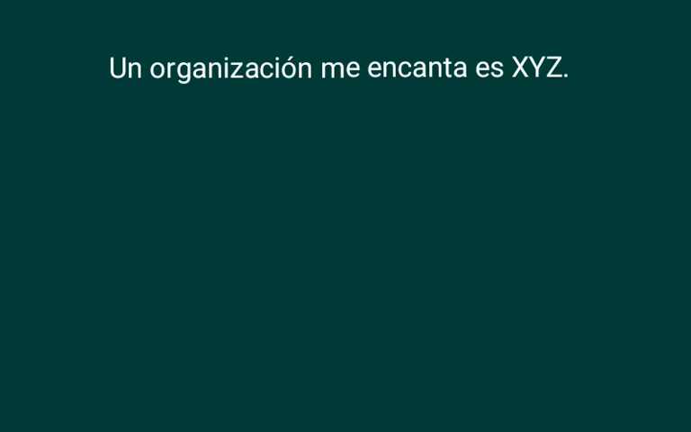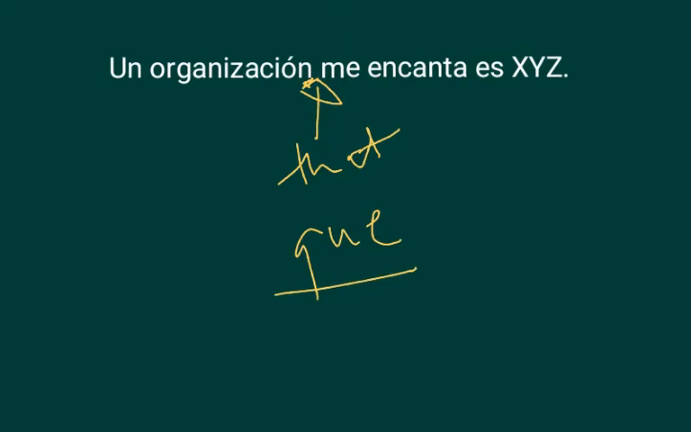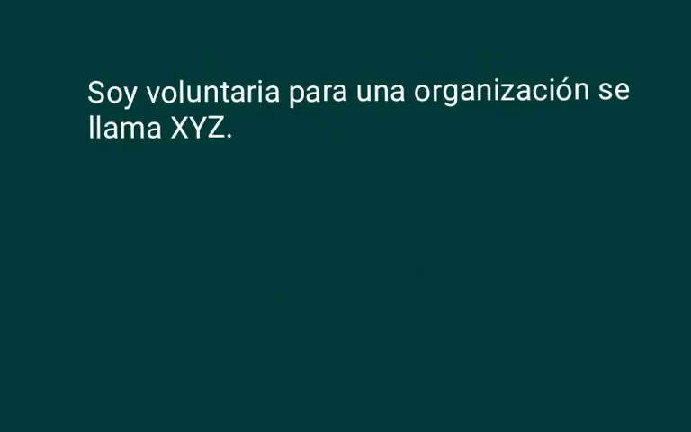This sentence is missing a word. It's missing a connector. So there's a connector that should go in here. The connector that, right, which in Spanish is que. So, una organización que me encanta es lo que sea. This sentence is also missing the connector que. So where would you put the connector que in this case? Right here. Soy voluntaria para una organización que se llama whatever.